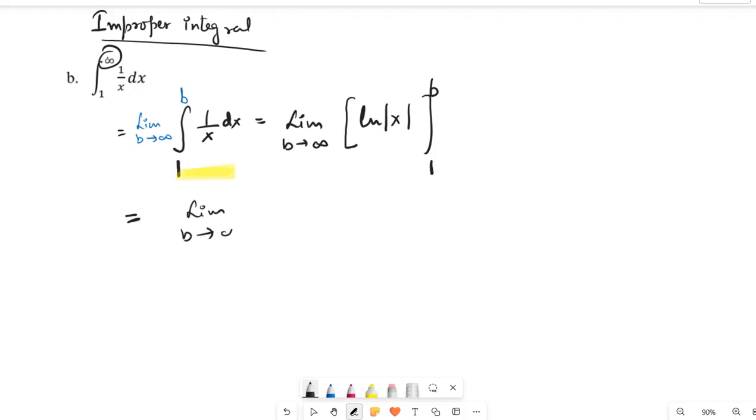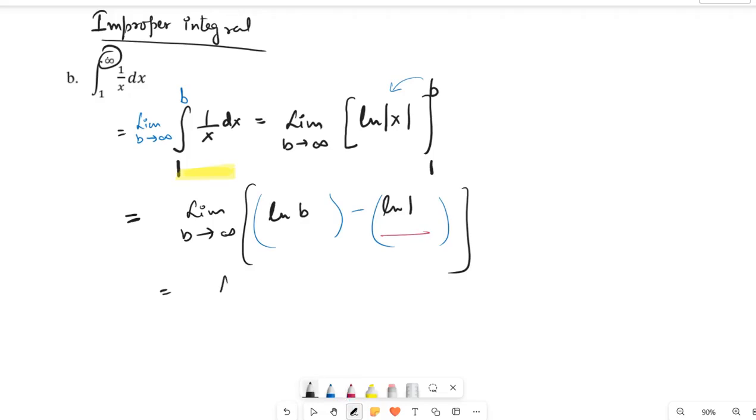Limit b approaches infinity. Now, how do we handle limits? We put the upper limit in the function minus the lower limit in the function. So natural log of b. I'm assuming b is positive because it's approaching infinity. So I'm going to just write log of b minus log of 1. Log of 1 is 0 already. So we basically have the limit as b approaches infinity of natural log of b.